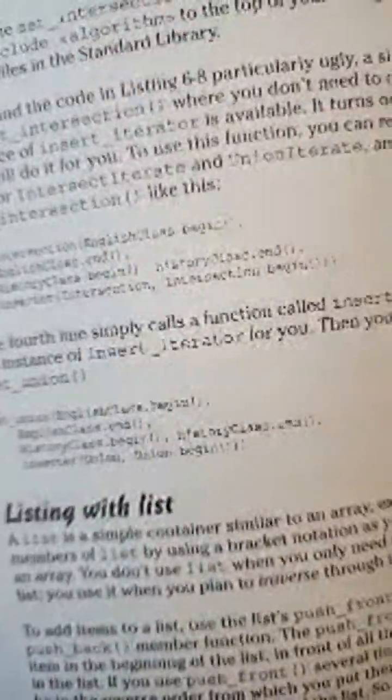intersection, intersection.begin()). The fourth line simply calls a function called inserter, which creates an instance of insert_iterator for you. Then you can do the same for set_union: set_union(englishClass.begin(), englishClass.end(), historyClass.begin(), historyClass.end(), inserter, union, union.begin()).